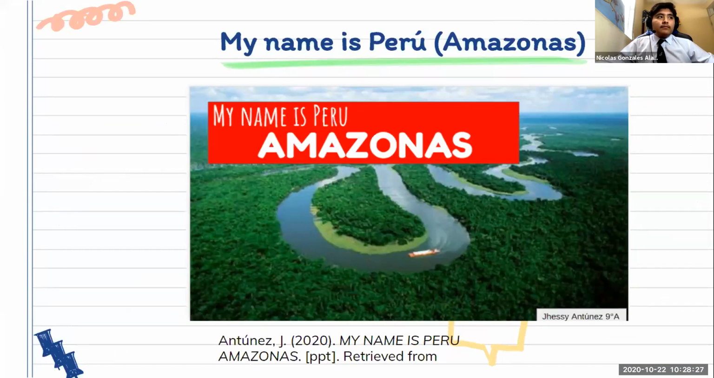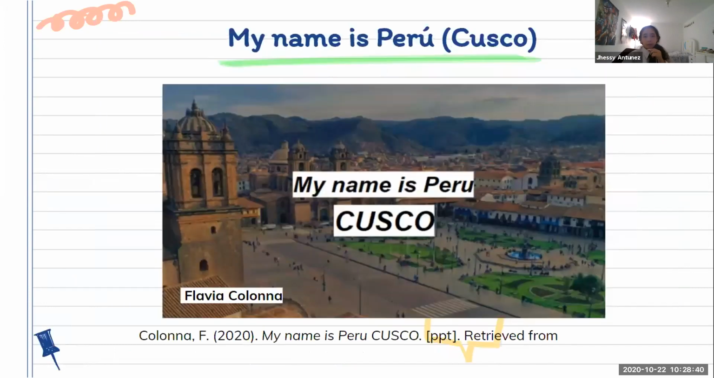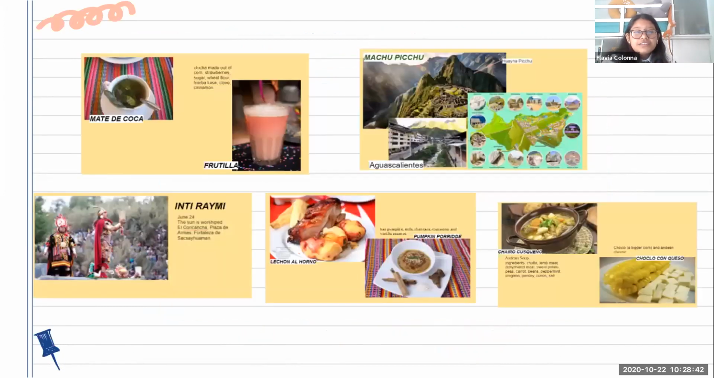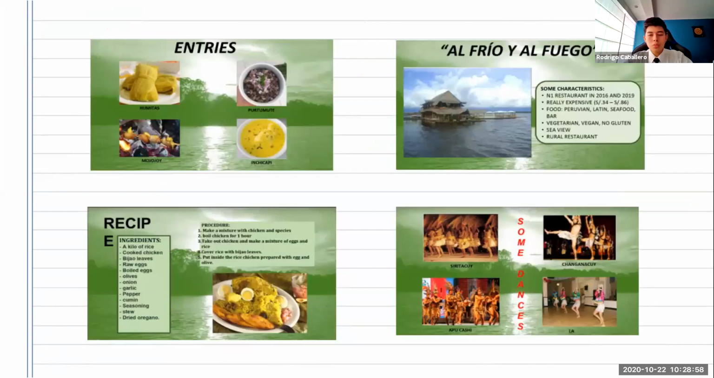My presentation is about the Department of Amazonas, and I put some slides about food, native crops, restaurants, dances, etc. My presentation is about Cusco, and I decided to include in my slides all of the things I had already researched during the first part of the inquiry cycle while doing the worksheets. This is my PPT from Loreto, in which I mainly included some food information such as entrees, main dishes, information on a famous restaurant, a recipe, and also some information about famous dances and typical instruments.